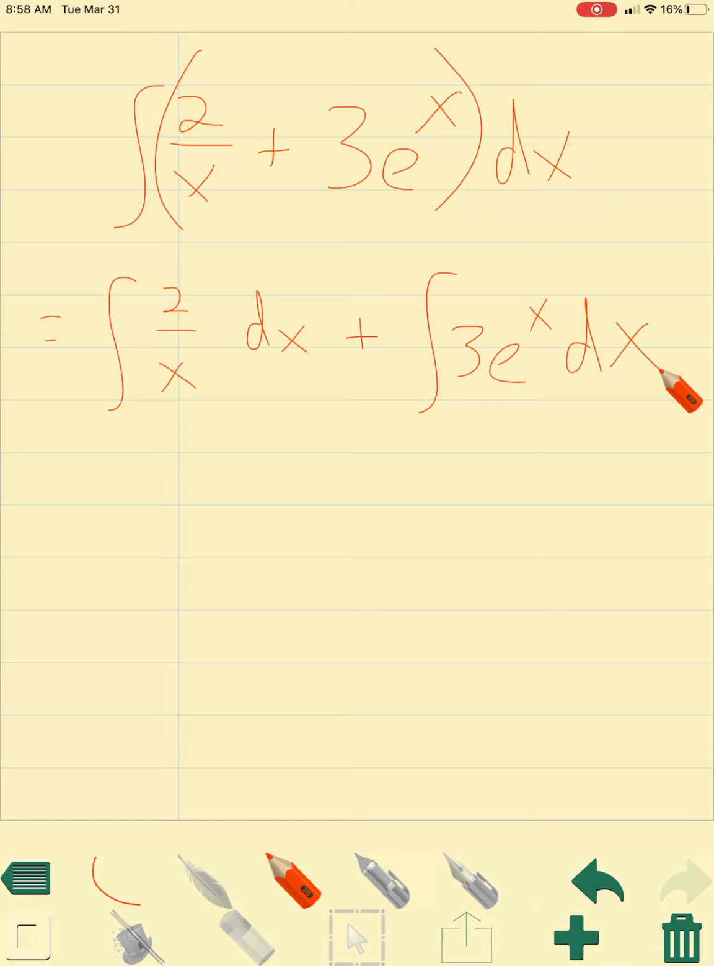So what you can do is this 2 is just a factor and it's a constant, so you can just bring it out front.